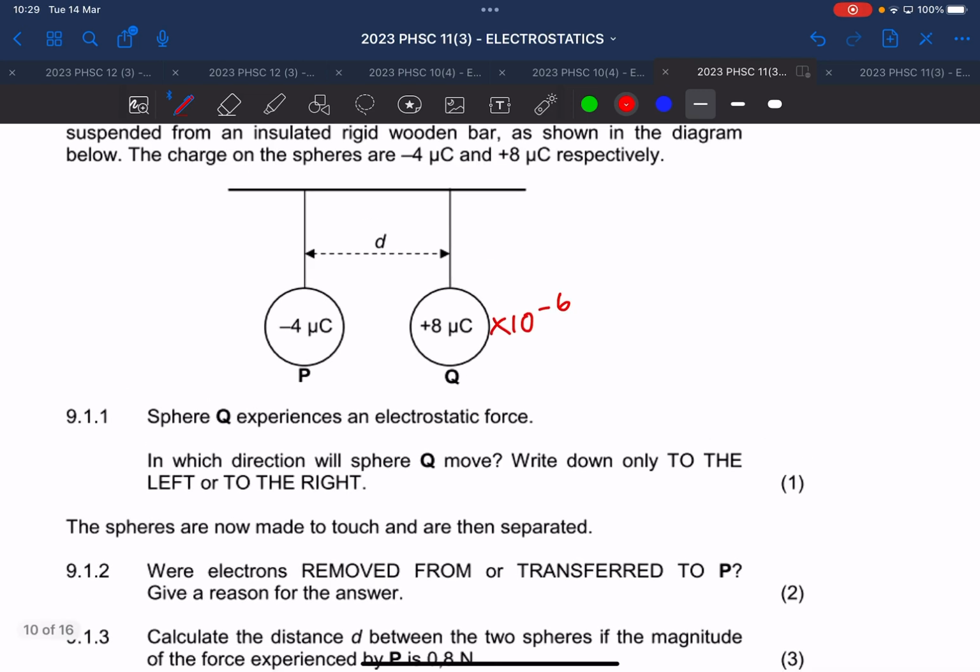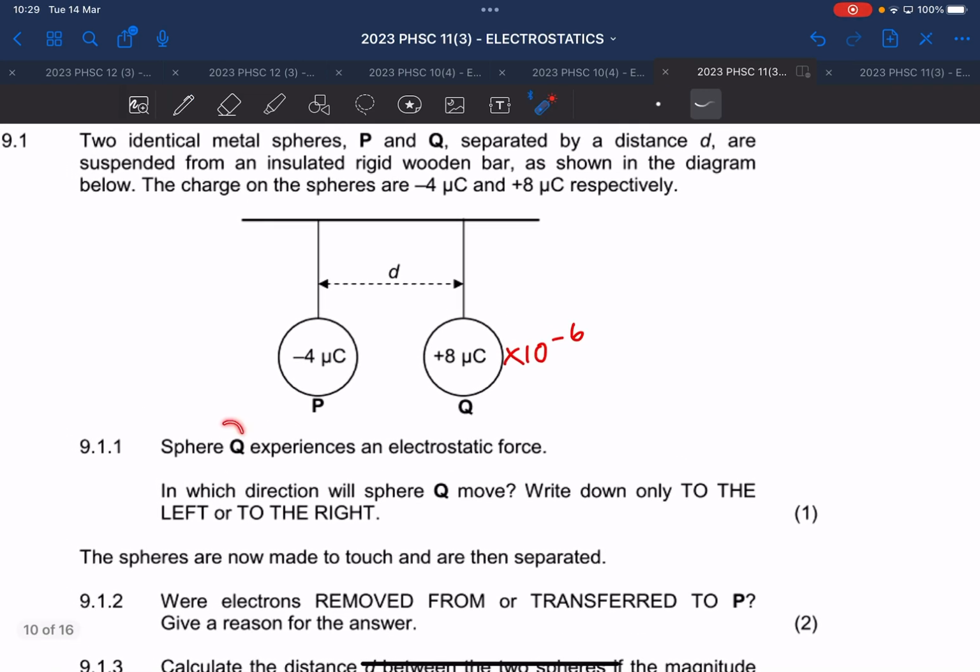Now they say charge Q experiences electrostatic force. In which direction will Q move? To the left or to the right?